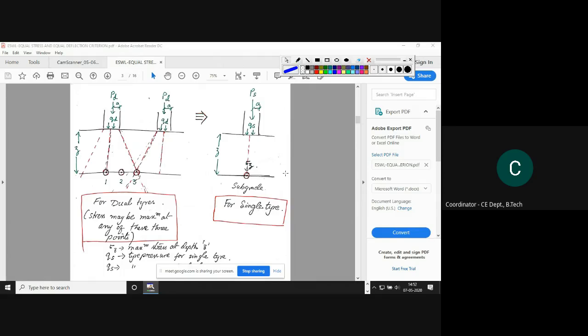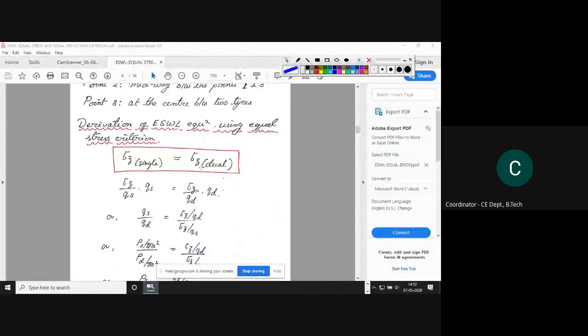Suppose this is the stress generated at the same depth, see Z, Z. Here also Z, here also Z. That means they are at the same depth. So the stress developed at a certain depth of Z due to single wheel will be equal to the stress developed at a certain depth due to dual wheel.